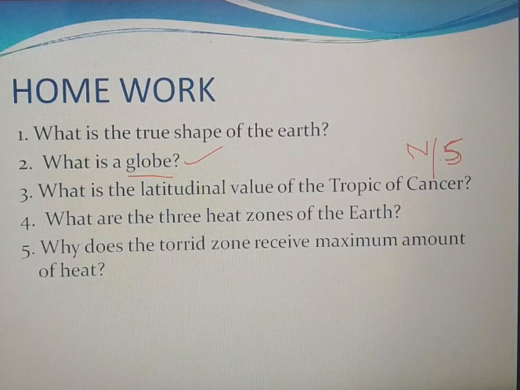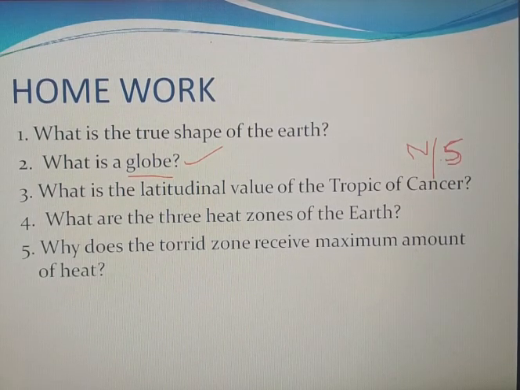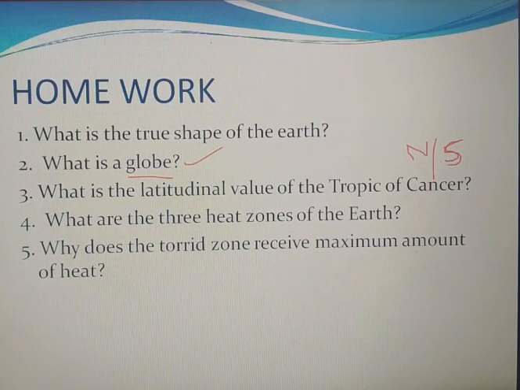What are the three heat zones of the earth? Of course it is very easy: torrid zone, temperate zone, and frigid zone. You have to write those three, don't write the definition, just mention only those three words. Why does the torrid zone receive the maximum amount of heat? The reason is given in the part on the torrid zone. You just watch that part of the torrid zone again and write that answer. The answer is not tough, it is very easy, it is given there.